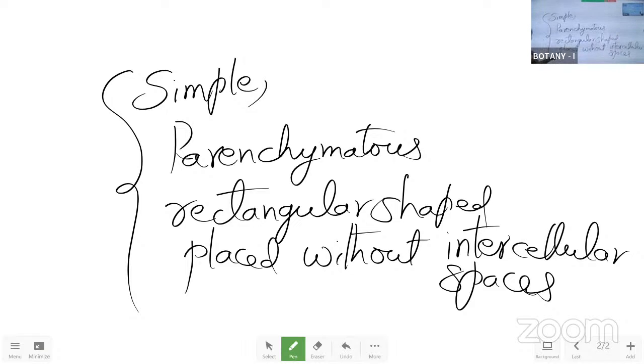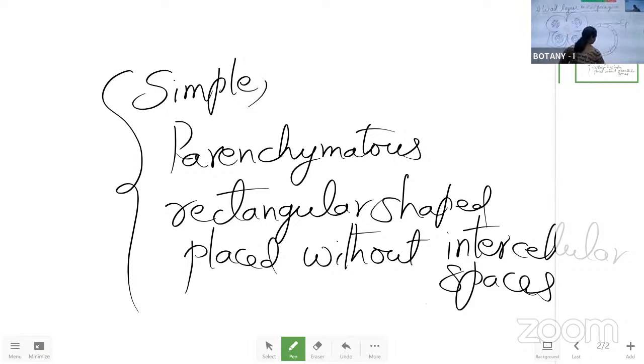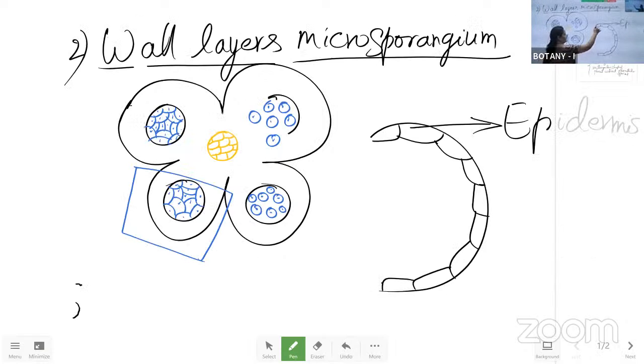Remember the order, the same order we have to use for the other wall layers also. But there the size matters. Here we are not describing the size, but the same words, same pattern, same thing we have to use for the 4 layers of the anther wall. So the outer epidermis is simple parenchymatous rectangular shaped cells placed without intercellular spaces. Okay, this is the epidermis.